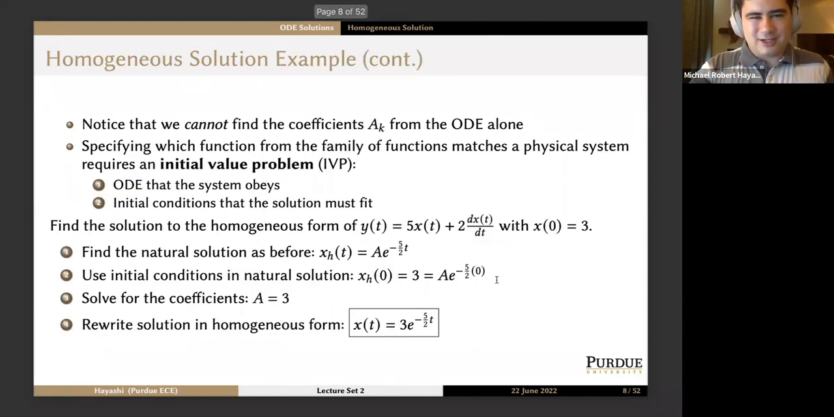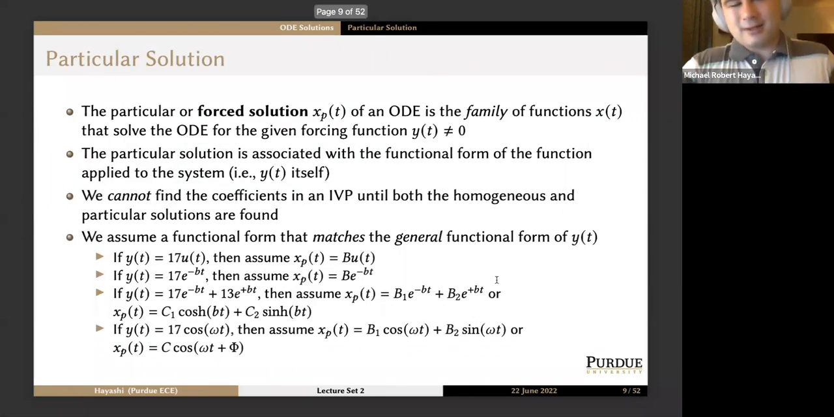All right. Now we finished talking about the homogeneous solution and we moved on to the particular solution. So the particular, or also known as the forced solution, x sub p of t to an ODE, is the family of functions that solve the ODE for a given forcing function y of t not equal to 0. So now we don't have y of t equal to 0. We have the given y of t plugged in there.